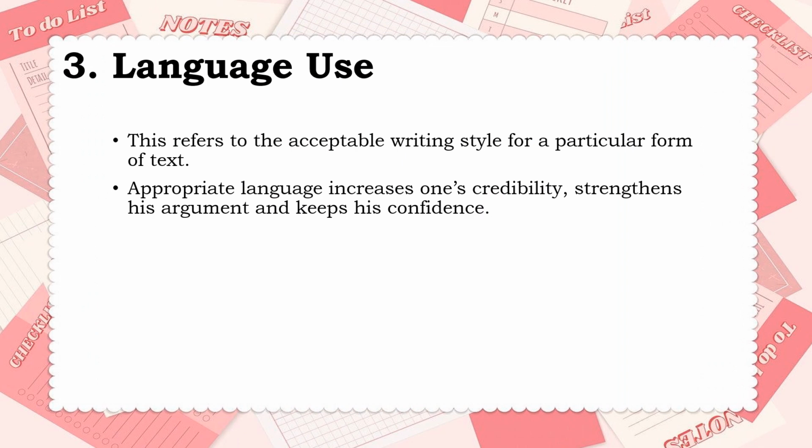Let's now proceed to the third property of a well-written text. This refers to the acceptable writing style for a particular form of text. As a writer, it is important not only to think about what you will say, but how you will say it. To communicate effectively, it is not enough to have well-organized ideas expressed in complete and coherent sentences and paragraphs, because appropriate language increases one's credibility, strengthens his argument, and keeps his confidence.